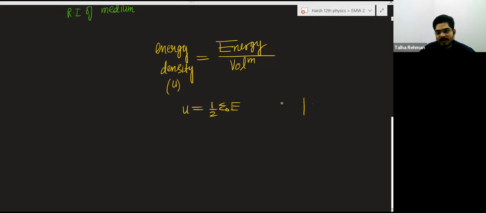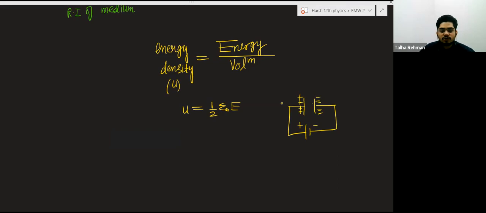If you have a capacitor like this, and this capacitor is in the charging condition, this is plus and this is minus. This is a positively charged plate and this is a negatively charged plate. The energy density in between the plates of the capacitor is basically the energy density of the electric field, given by half epsilon naught into the electric field in between the plates.